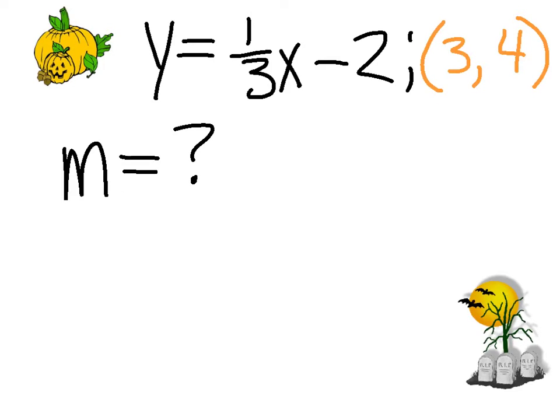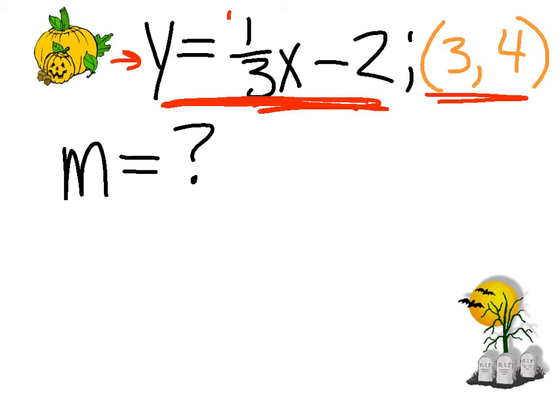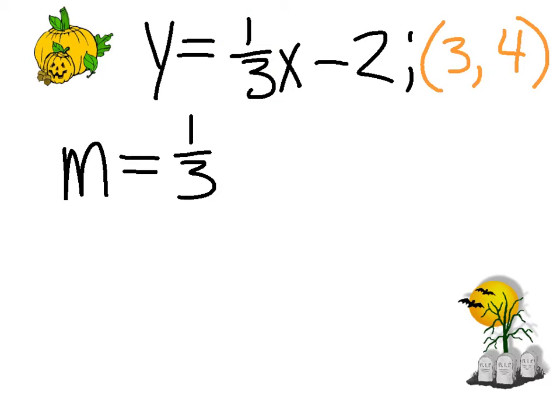Example 2. Our new line, y equals 1/3 x minus 2. And this is our point. We're looking for the slope of a line that is parallel to this equation. What would that slope be? 1/3, right. If we're looking for a parallel line to this line, parallel lines have equal slopes. So we just look at our slope. It's 1/3. The slope for the new line would be 1/3.